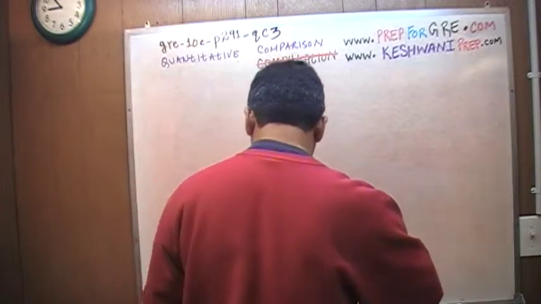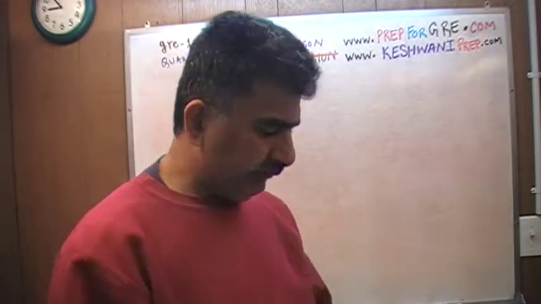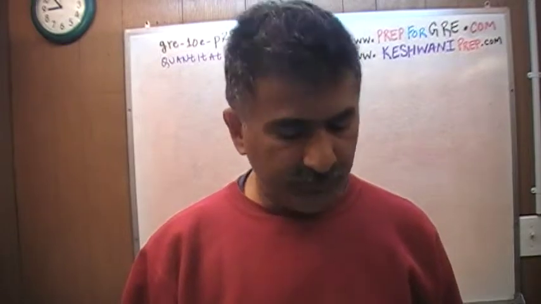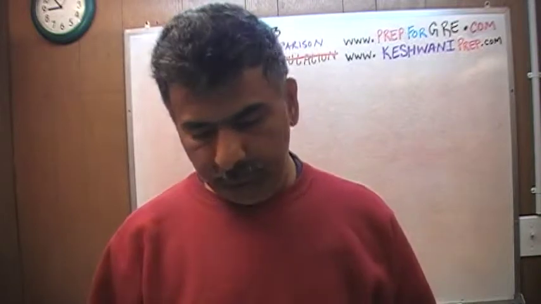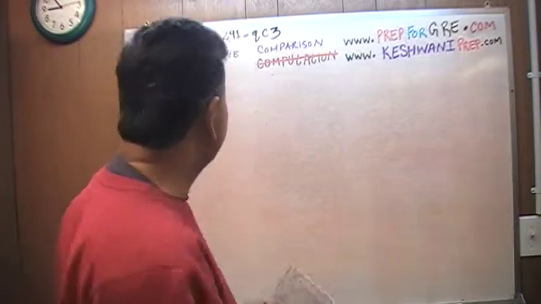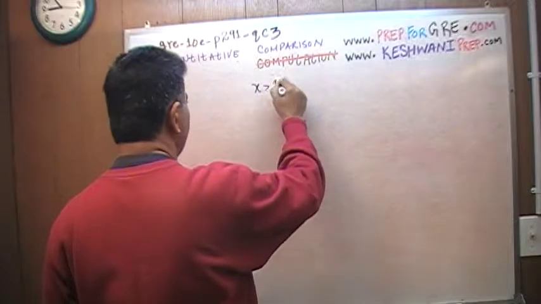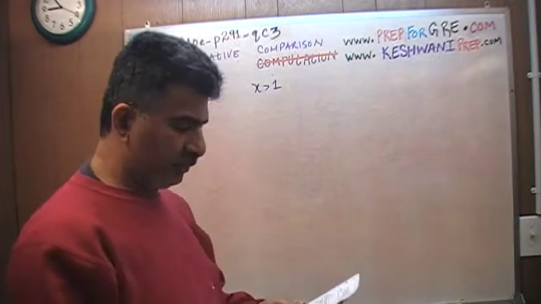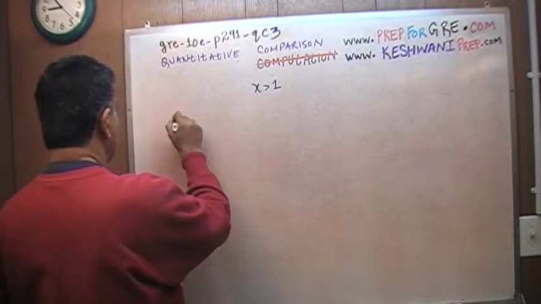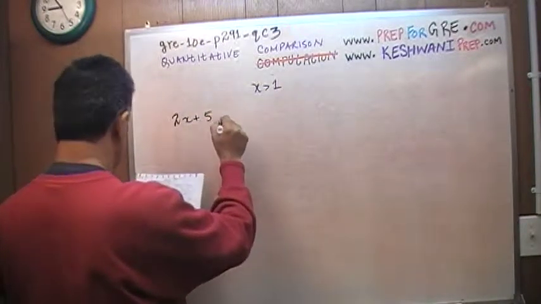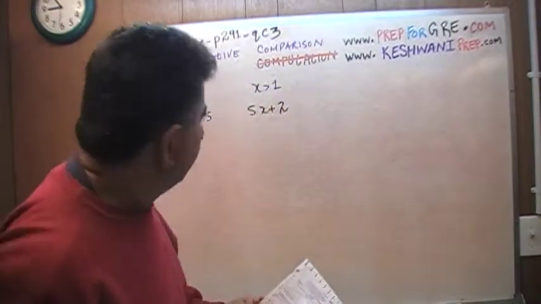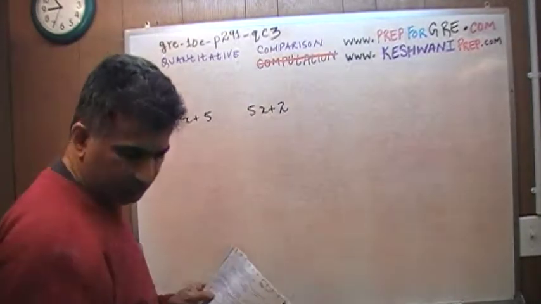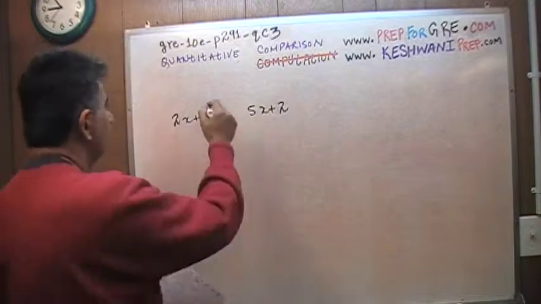They are telling you that x is an integer greater than 1. That's a fancy way of saying that x has to be a whole number and it has to be more than 1. So let's make a note here that x has to be more than 1 and it has to be an integer. And they want you to compare two quantities: 2x plus 5 versus 5x plus 2. The information that applies to both columns, it's a good idea to put right in the middle.